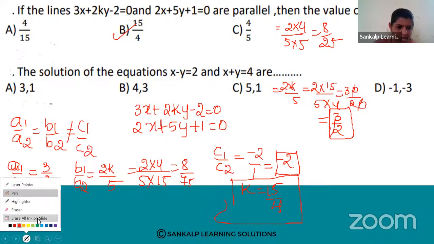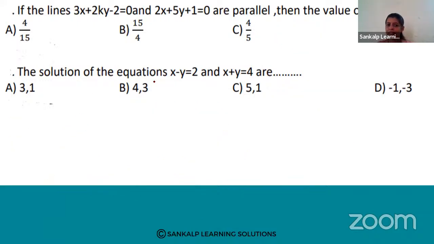Okay. Next one. The solution of the equations x minus y is equal to 2 and x plus y is equal to 4. So these two are equations. When you compare the ratios, what will you get? Here we want solutions. We are not going to compare ratios; we can find the solution by substitution or by elimination method.